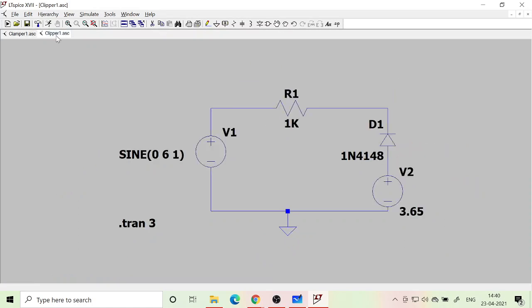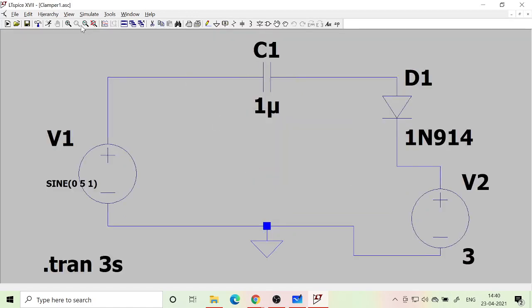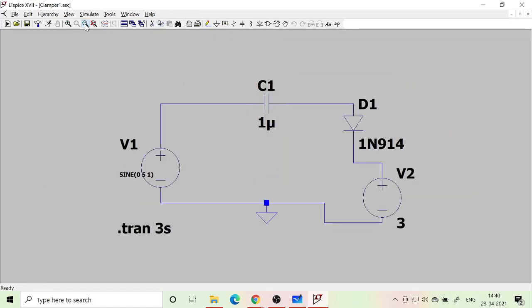So I will close Clumper. I have drawn this circuit just after the class today. I have shown you how to draw one circuit, so you can draw the same way.